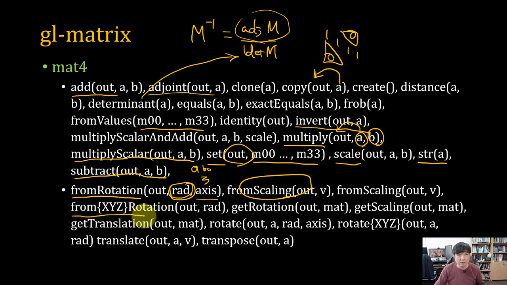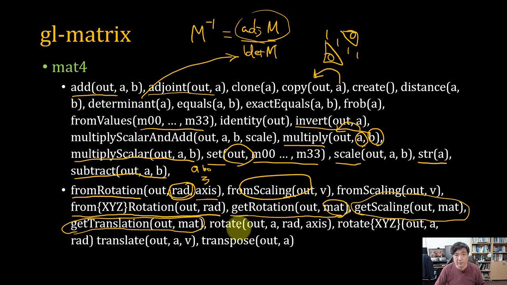Okay, and also there are some functions from scaling. We can also set from XYZ rotation, out and radian, and from Y rotation, then you can set the vector with the amount of rotation angle. And getRotation, we can also get some rotation angle from a matrix, but sometimes it is not easy, it is related to quaternions, so I will explain later. And get scaling value from a matrix is quite a complex procedure, and getTranslation is also a very hard thing. It is not easy to get the translation value from the matrix.